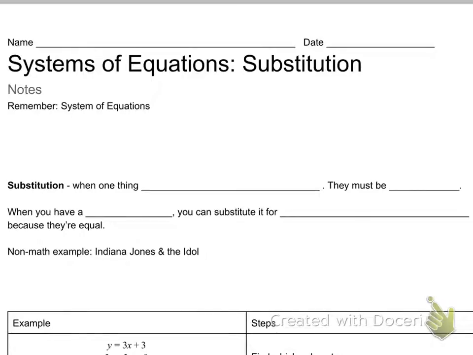Hey everyone, today we're going to learn about systems of equations and solving them using substitution. So first thing I want to do is go back and remind you guys what a system of equations is. They're just two equations, in our case two equations with two variables. You have x and y.